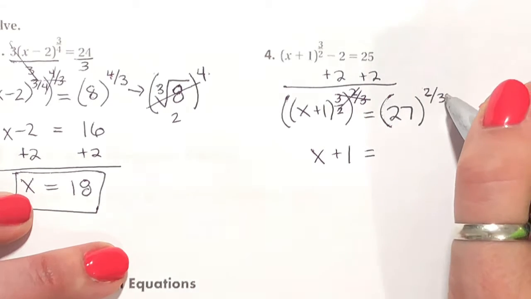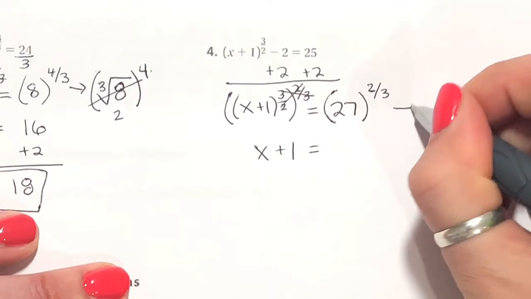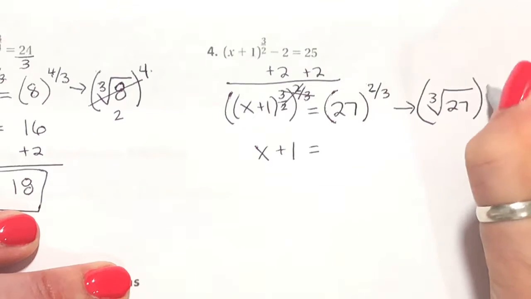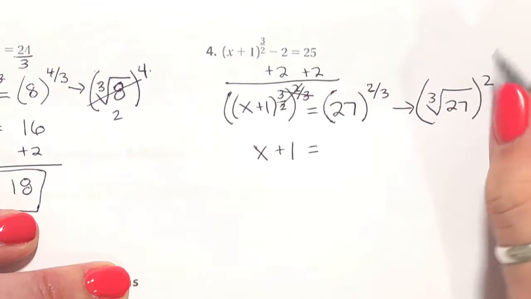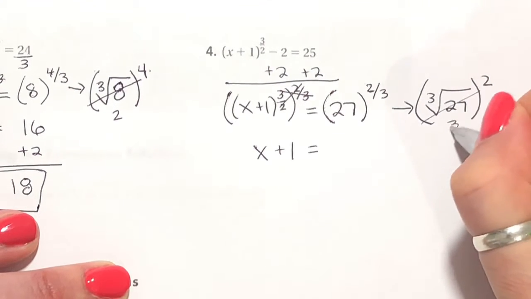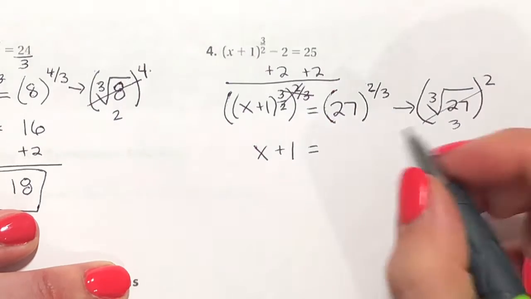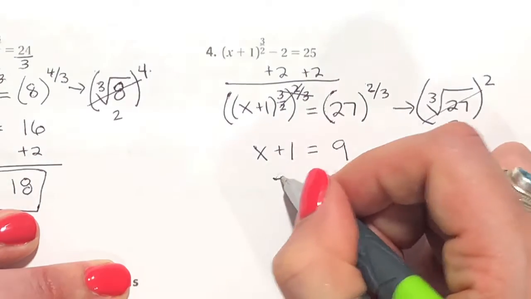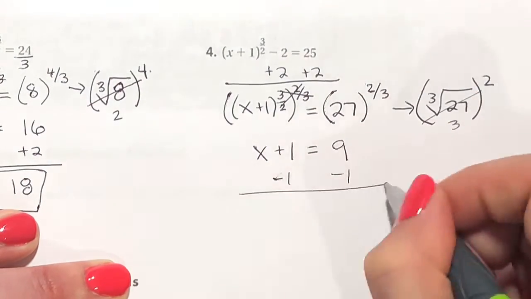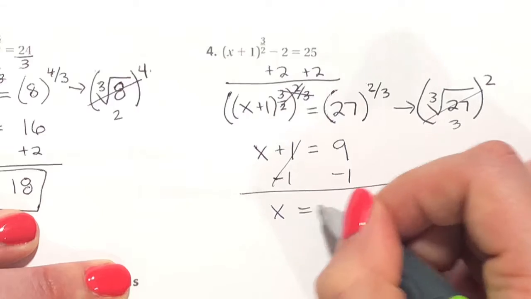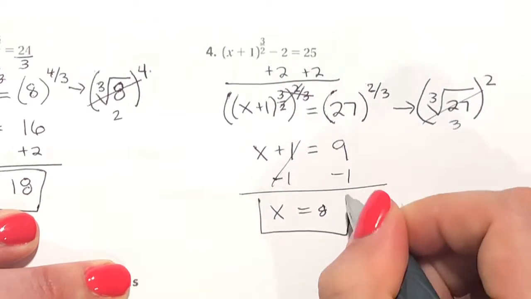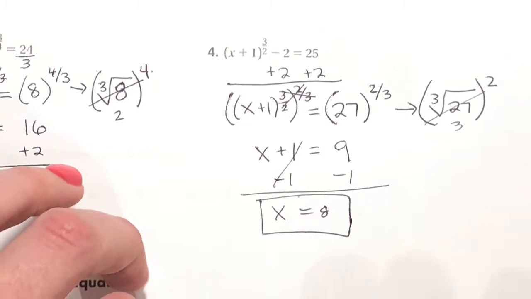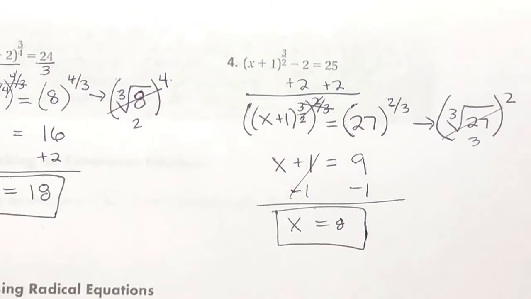Lucky for us again, 27 is a perfect cube. So if I take the cube root of 27 first, and then square it, the cube root of 27 is 3. So then I have 3 squared, which is 9. Then my last step is just to get rid of that plus 1 by subtracting 1. So those cancel, and I get x equals 8. That's my answer.